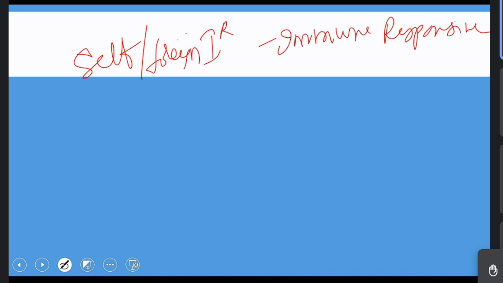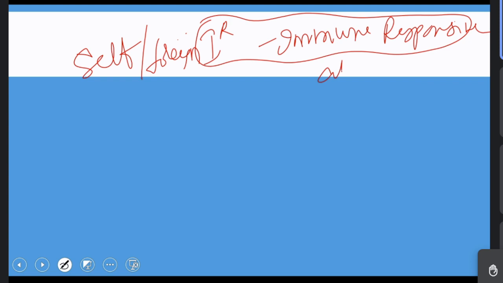How? When a foreign antigen enters, the immune responsive genes react in such a way that they produce antibodies against that antigen, and so that they are said to be clumping, and after that what happens? The antigen is said to be removed from the body. But I have self antigens. Where are the antibodies produced?